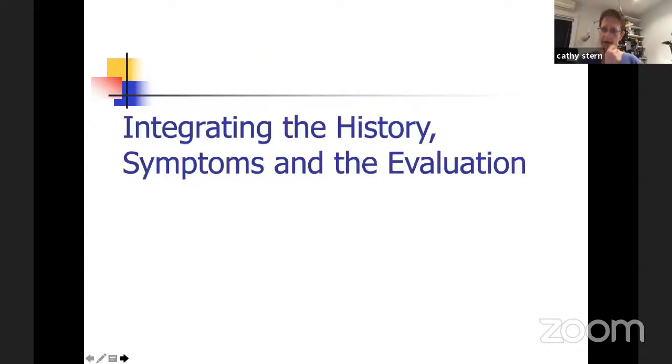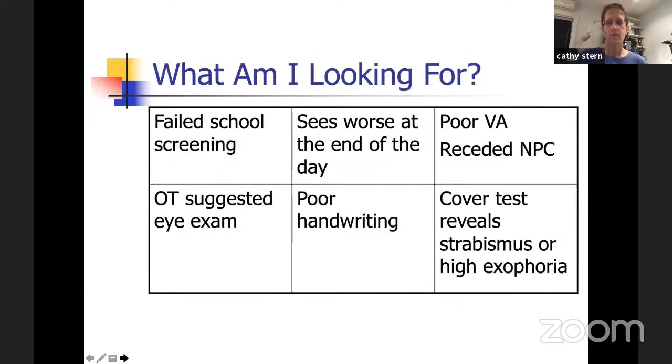So how do you integrate the history, the symptoms, the evaluation? Let me show you. So what are you going to look at? Well, what if they failed a school screening? What if they also say they see worse at the end of the day? Maybe they have poor acuity. Maybe they just have a receded near point of convergence, and by the end of the day they're having some myopia that will go away by the next morning.